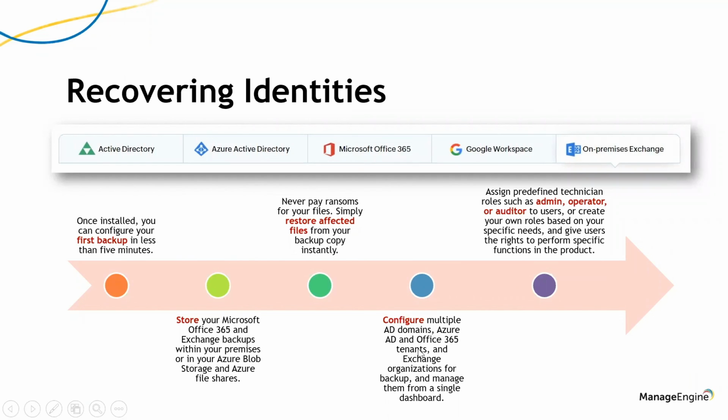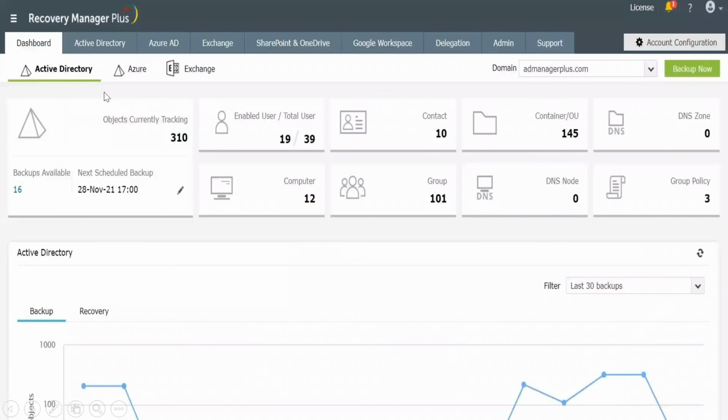And using one tool, you'll be able to configure multiple domains, which is Active Directory domains. If it's Azure, you can configure multiple tenants. And then you can also configure multiple Exchange servers and then have your Exchange, O365, and AD, Azure AD backed up and recovered. Okay. And we have multiple roles that you can assign to users using the module. Okay. This is how the module looks like. Active Directory backup and recovery, Azure, Exchange, SharePoint and OneDrive, Google Workspace, and you'll be able to delegate the backup and recovery activity to your technicians as well, just from one single UI.